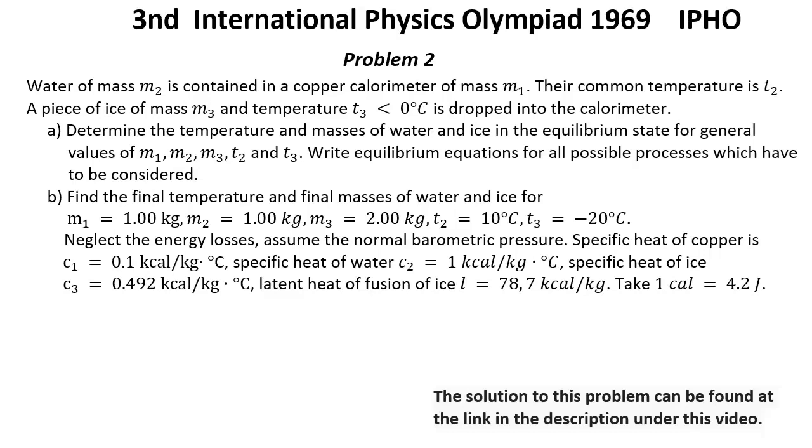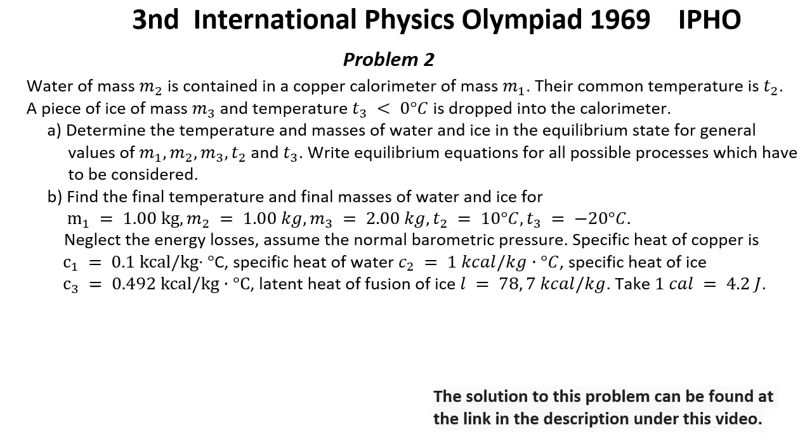Third International Physics Olympiad, year 1969, IPHO. Problem number 2. Water of mass M2 is contained in a copper calorimeter of mass M1. Their common temperature is T2. A piece of ice of mass M3 and temperature T3 less than 0 degrees Celsius is dropped into the calorimeter.